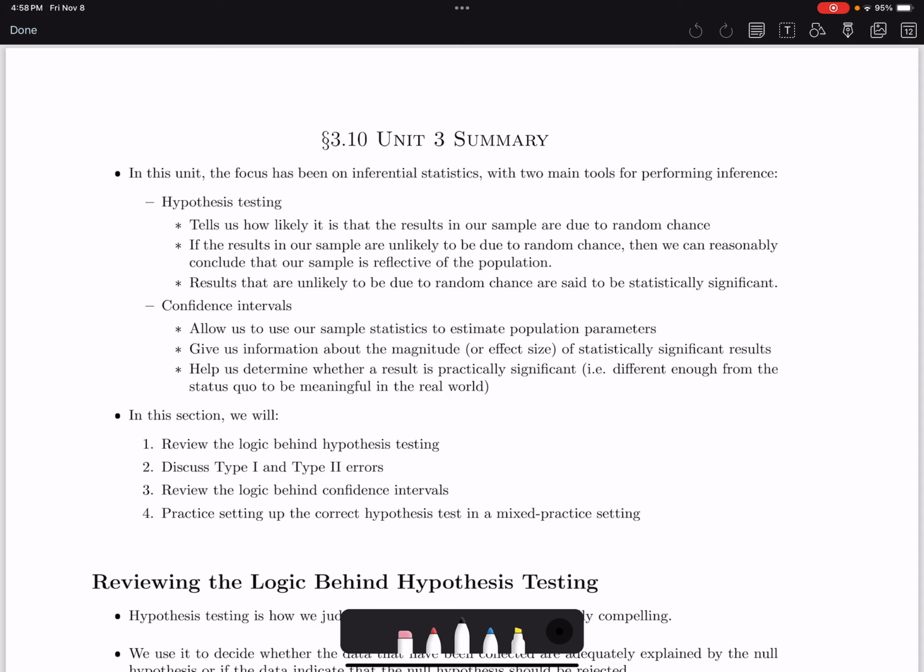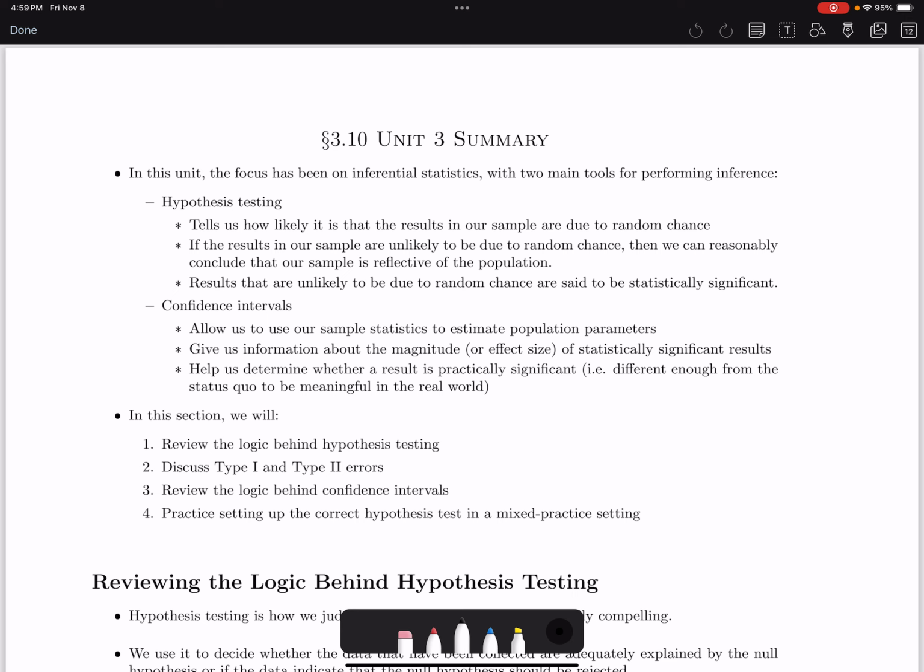All right, welcome back to the final lecture of the course, 3.10. We're just going to give a summary of this third unit of material. And if you've made it this far and you're still watching the lectures, then I think that deserves a huge congratulations. You've made it. We're almost there. Let's just summarize what we have talked about in Unit 3.